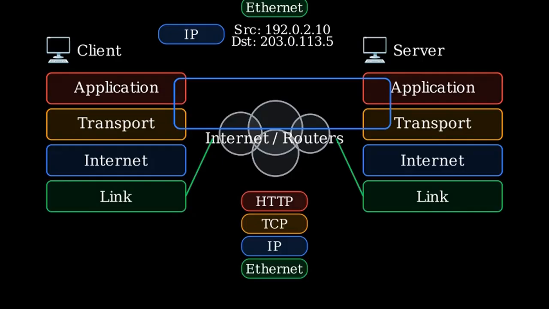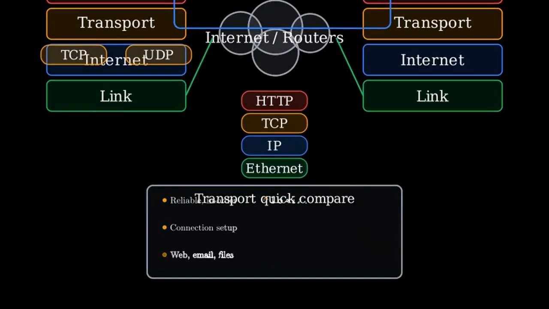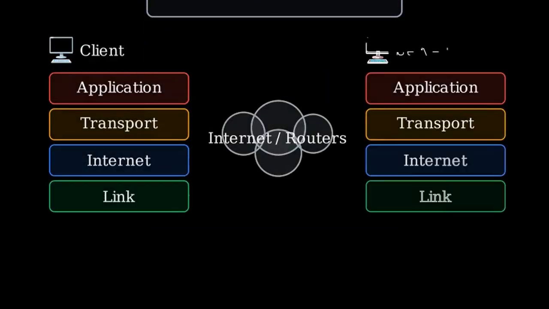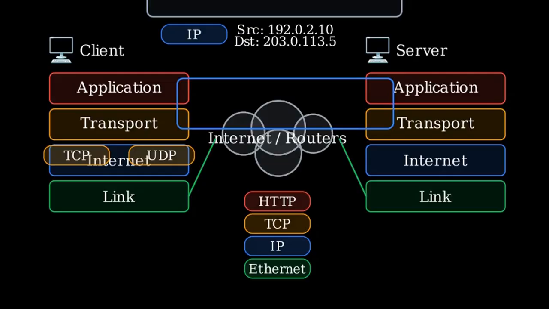Layer 4 is the application layer. This is where user programs live, the browser, email client, or a game. It defines the rules those programs use to talk, like HTTP for the web, DNS for names, and SMTP for email. Let's highlight the application boxes and add some protocol examples.